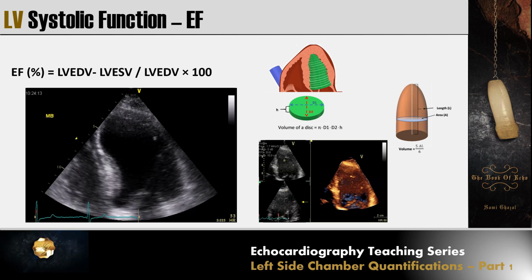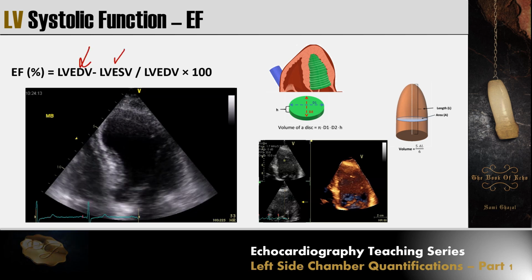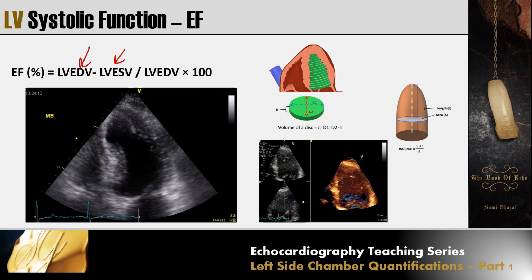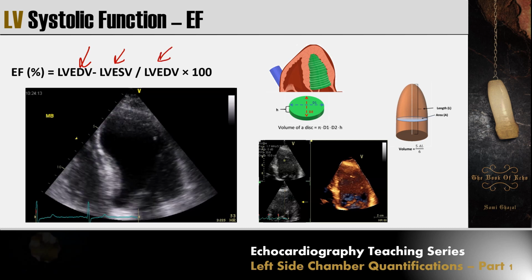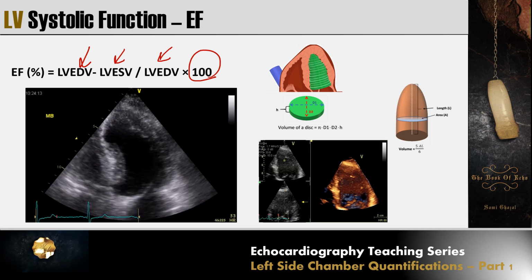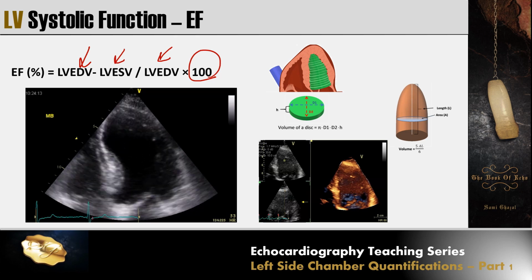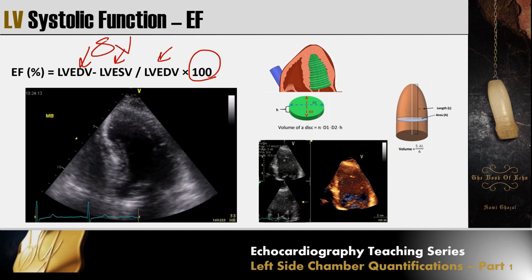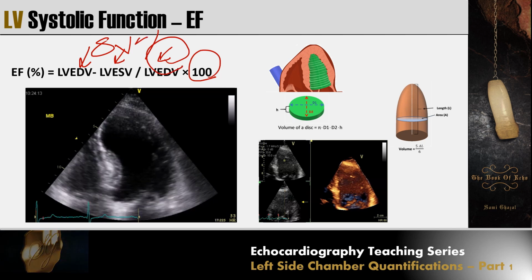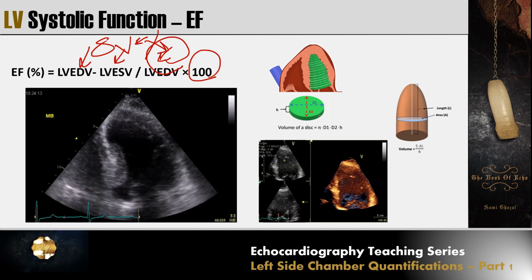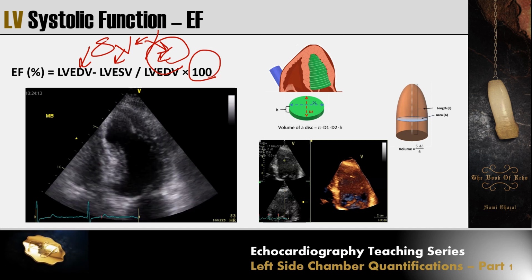Ejection fraction is end diastolic volume minus end systolic volume, so how much is really ejected from the LV, divided by the original volume, which is LV end diastolic volume, times 100. So it represents the stroke volume. LV end diastolic volume minus LV end systolic volume is the stroke volume, divided by how much volume? So it represents how much is ejected from the heart compared to the filling volume of the heart.